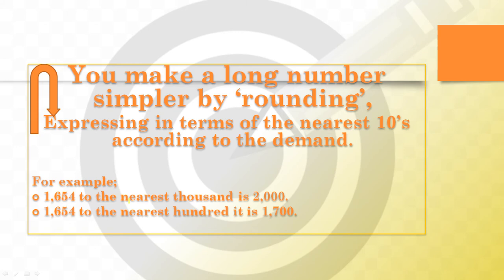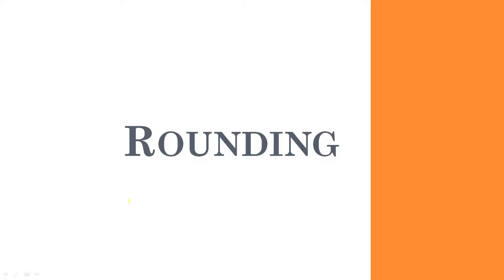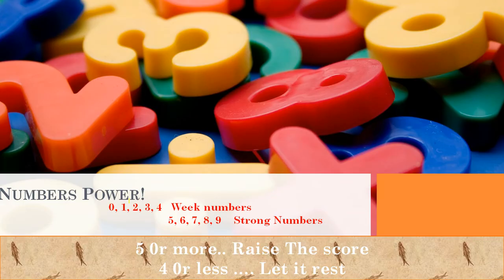For rounding, you keep two things in your mind. The first thing is your number power. 0, 1, 2, 3, 4 are your weak numbers, while 5, 6, 7, 8, 9 are your strong numbers. And this will affect the rounding of the data. If strong numbers are there, 5 or more will raise the score. And if a weak number is there, 0 to 4, 4 or less, let it rest. It means it will not raise the score.